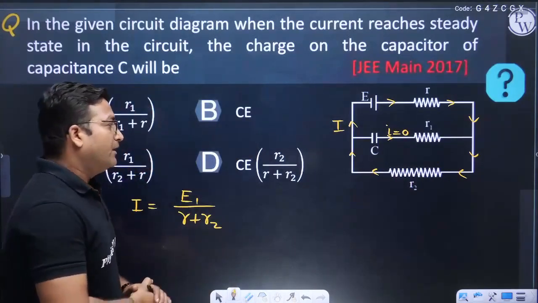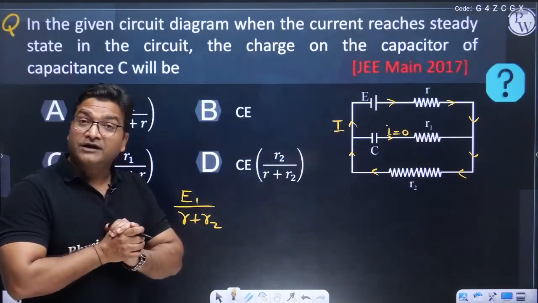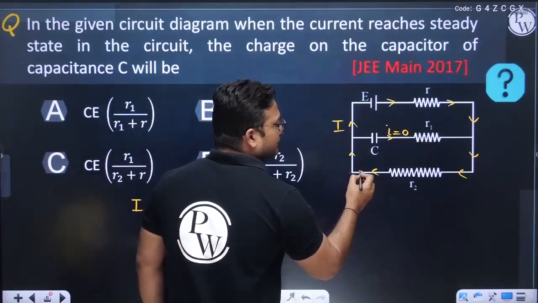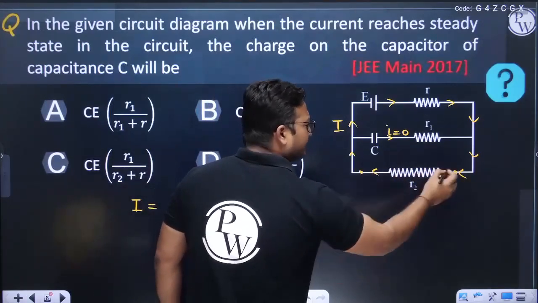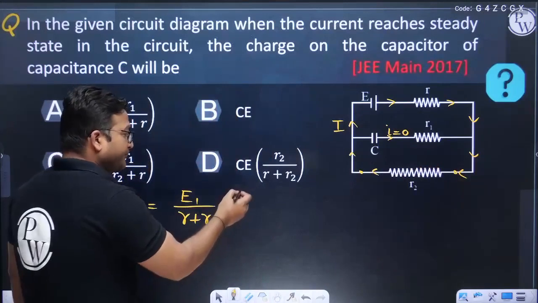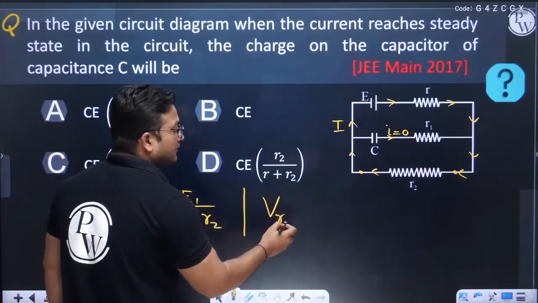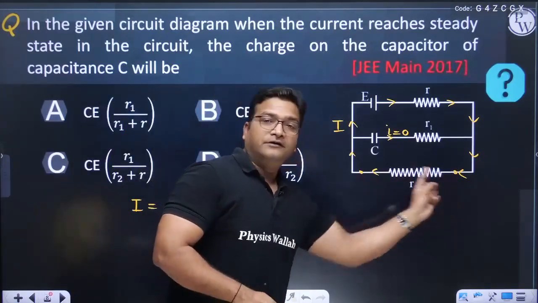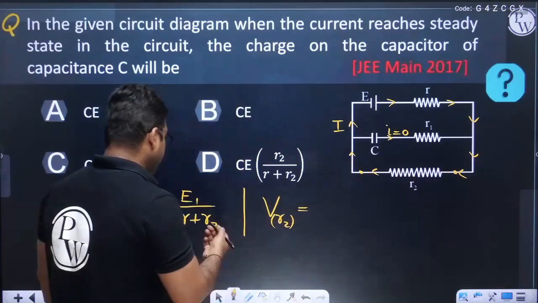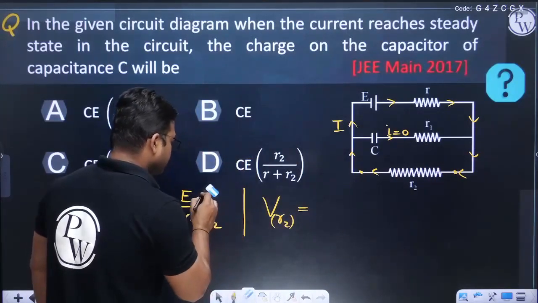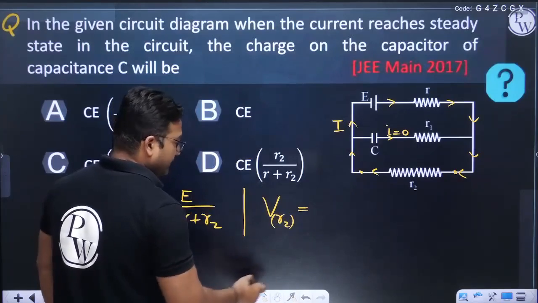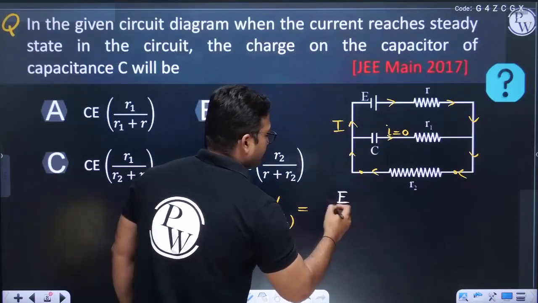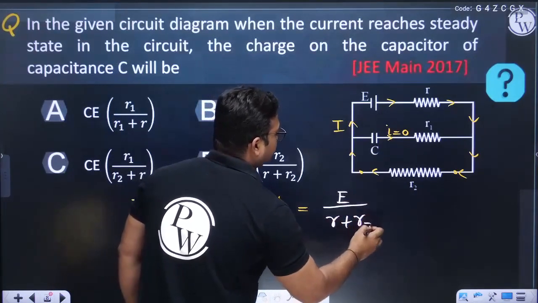Now, if you know the current in this circuit, can you write the potential difference across R2? The potential difference across R2 would be equal to the current in R2 multiplied by R2, that is IR2, and IR2 will be equal to E divided by R plus R2, times R2.